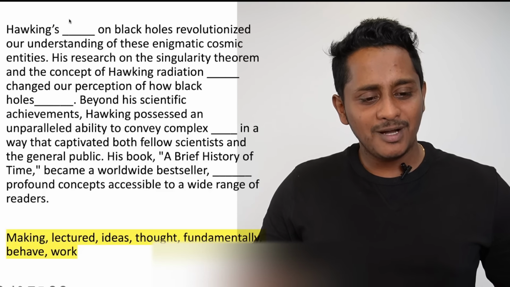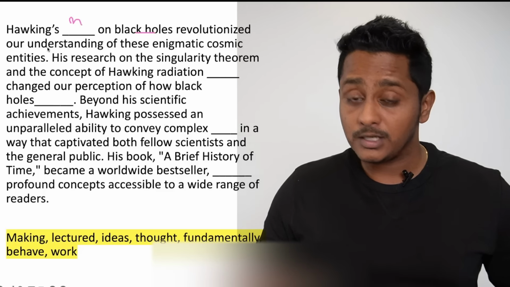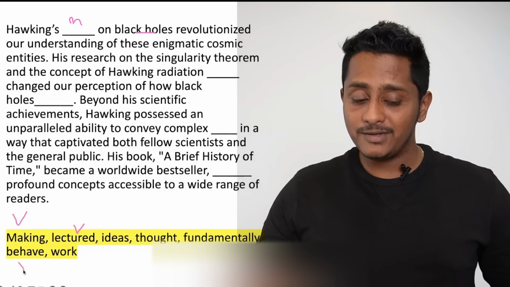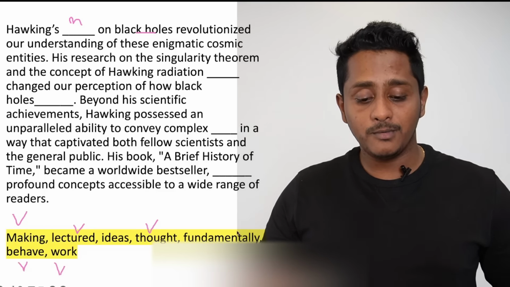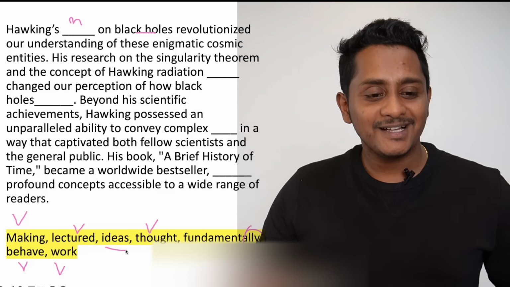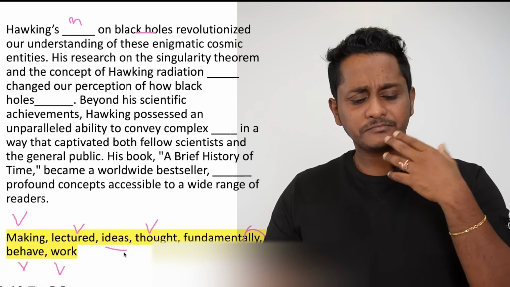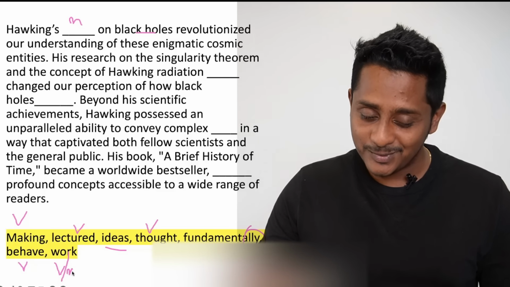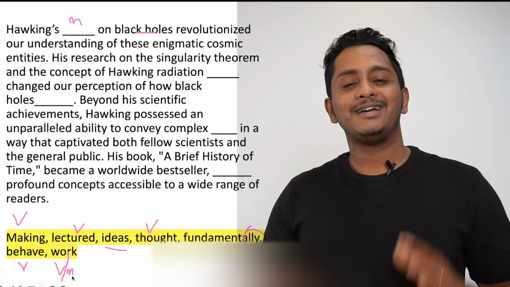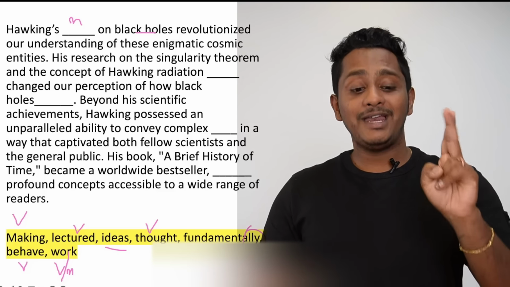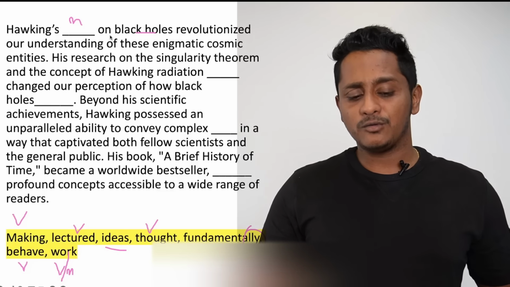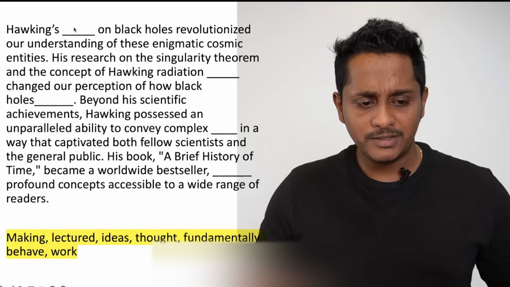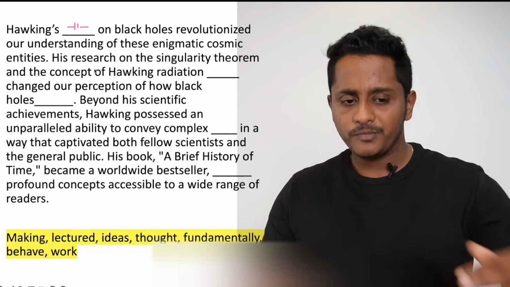After apostrophe a noun should come: Hawking's dash on black holes revolutionized our understanding. Lectured is a verb, making is a verb, behave is a verb, work is a verb, thought is a verb, adverb, ideas. Hawking's ideas on black holes makes sense, but work can also be a noun. The work, he works, it can be both. Now Hawking's ideas on black holes or Hawking's work on black holes, this is a little tricky. What do we do? We leave it empty and we continue.